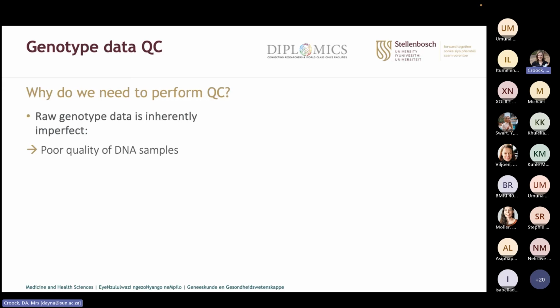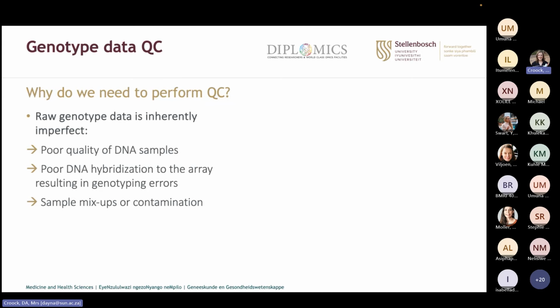Okay. Basically, raw genotype data is inherently imperfect. The reason is that sometimes your DNA samples don't have great quality. Sometimes you have poor DNA hybridization to the array. Caitlin took you through briefly what an array is and how we get genotyping data from an array. Sometimes your DNA doesn't stick to the array properly, resulting in genotyping errors. And sometimes, as wonderful as we are as humans, we can also mess up samples or contaminate samples.